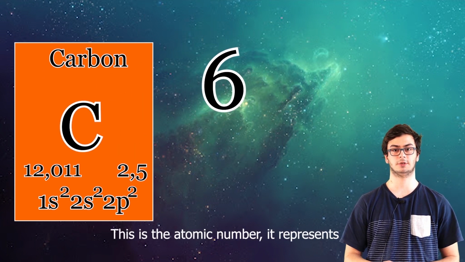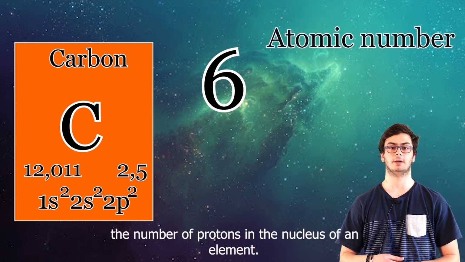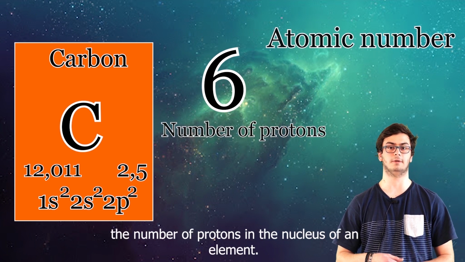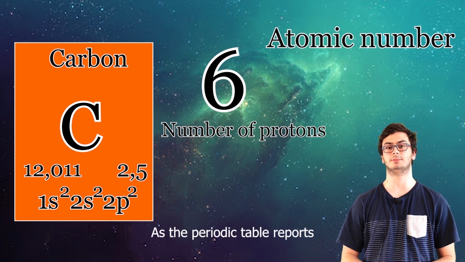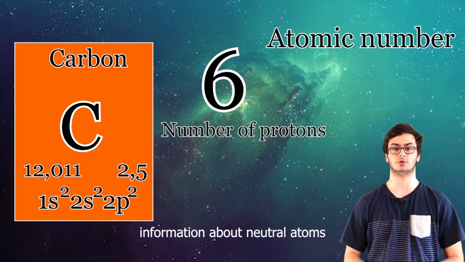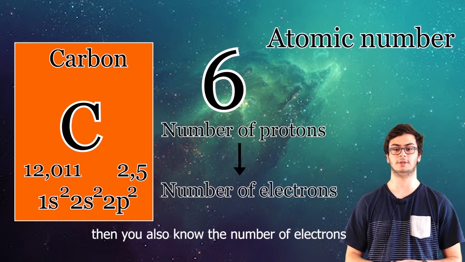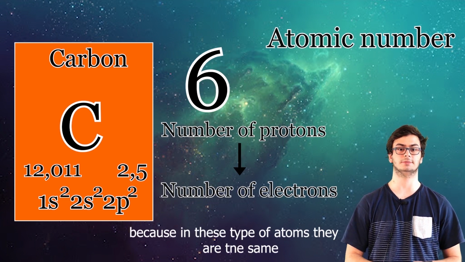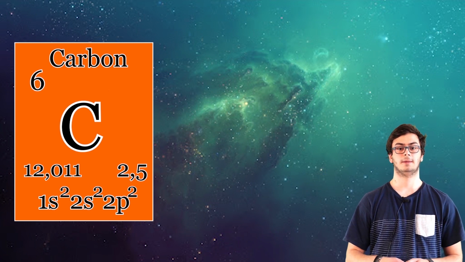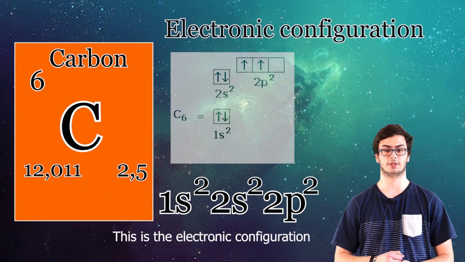This is the atomic number. It represents the number of protons in the nucleus of an element. As the periodic table reports information about neutral atoms, if you know the number of protons, then you also know the number of electrons, because in this type of atom they are the same. This is the electronic configuration.